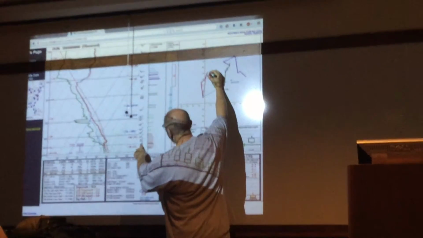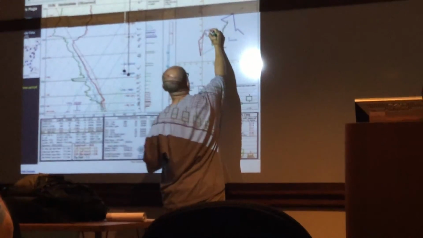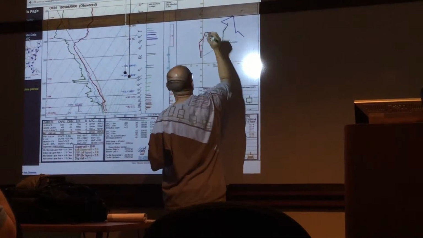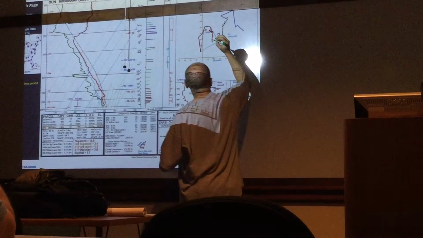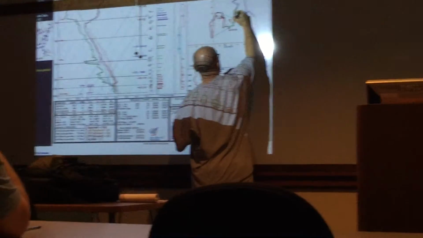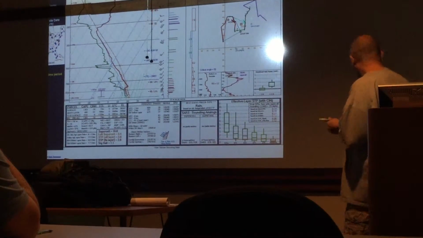Looks like 1 kilometer there. Okay, so say if I went from right there to... nobody can see that, can they? Is that green? Do we have black?